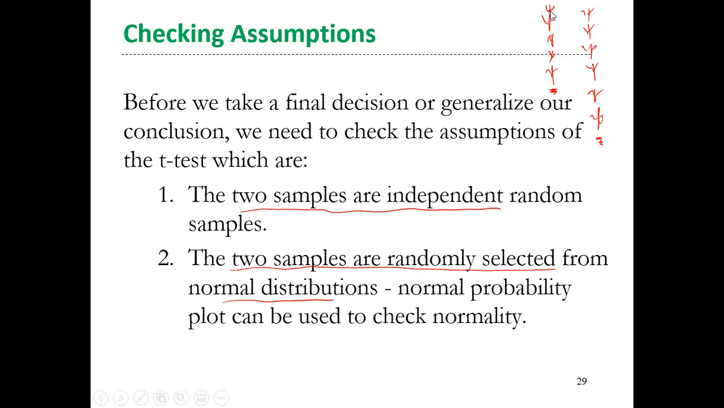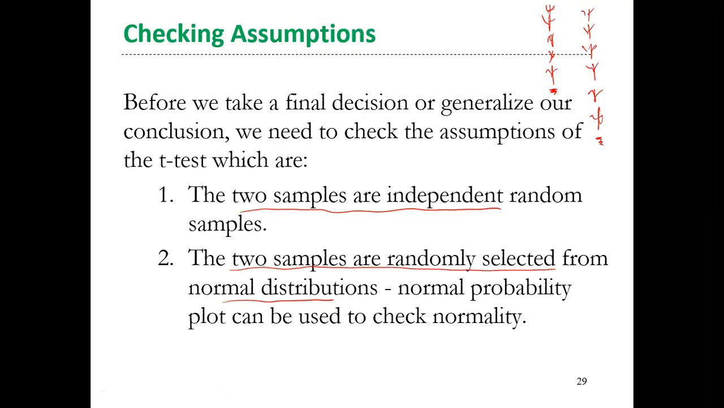The second one: the two samples are randomly selected. If you selected some specific ones and you are biased in your selection, this is not good. These samples are randomly selected, and when you assign the treatments, you assign them randomly using a coin or something. Also, these samples are randomly selected from a normal distribution. So the yield of those plants and the yield of those plants should follow a normal distribution.